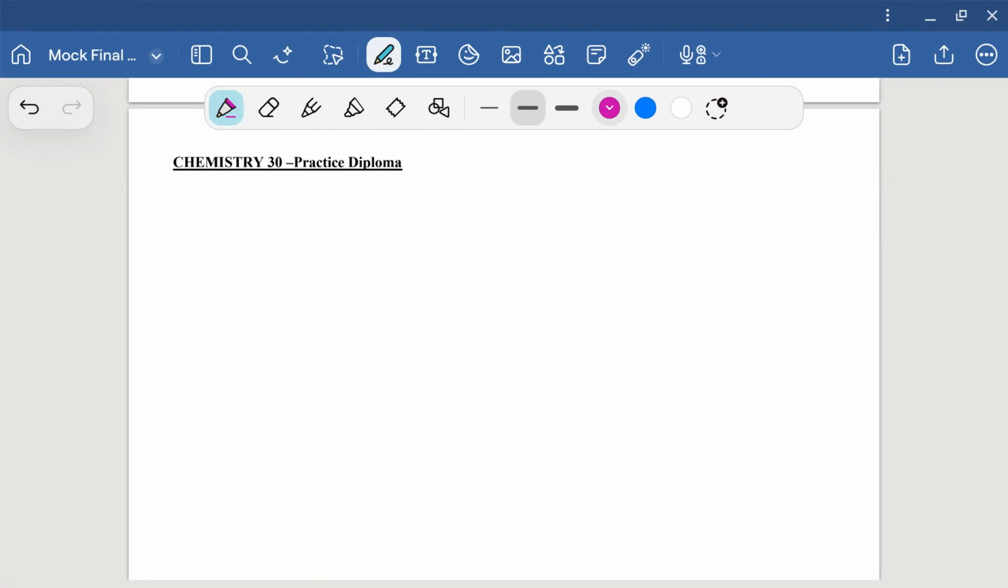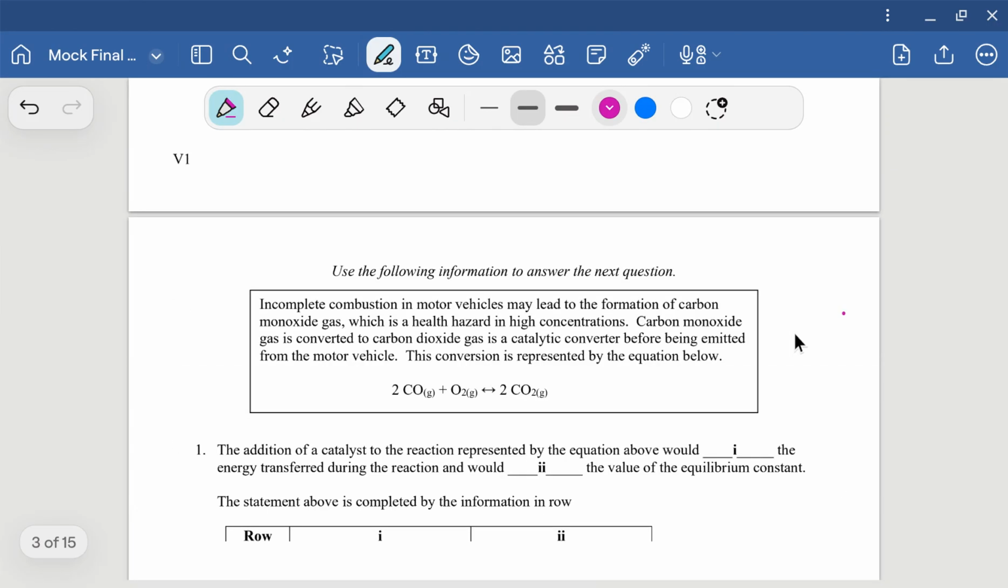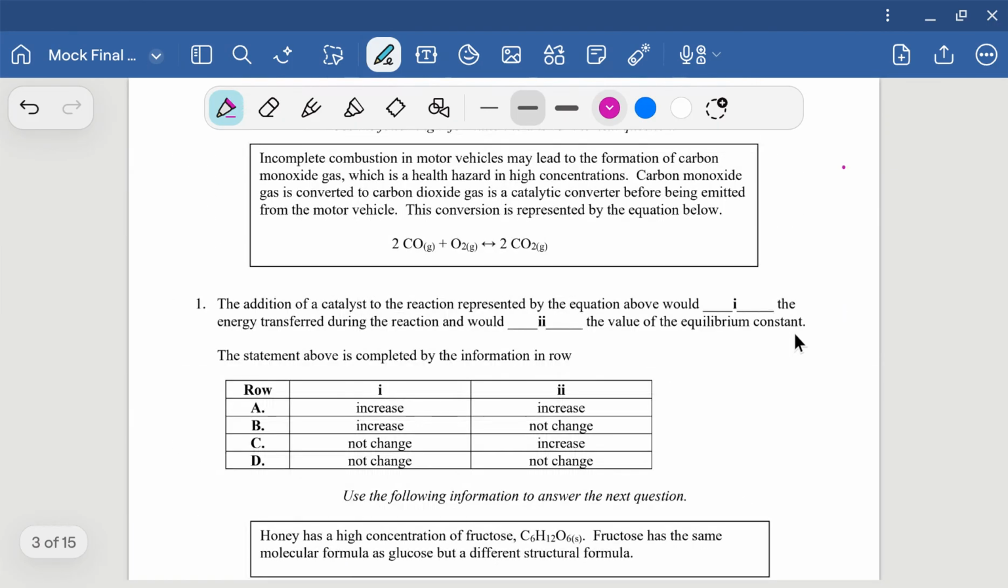All right, so here's a practice diploma that I gave my chemistry 30s today to get them ready for their cumulative test tomorrow. Going through these questions, this very first one, we have a reaction that is in equilibrium, and then it's asked what would happen if you added a catalyst. If we did add a catalyst, you would have no change in energy because catalysts don't change the energy transferred. And the other part about the equilibrium constant, a catalyst doesn't affect that because the temperature is the only part that would affect that. So our first answer here is D.